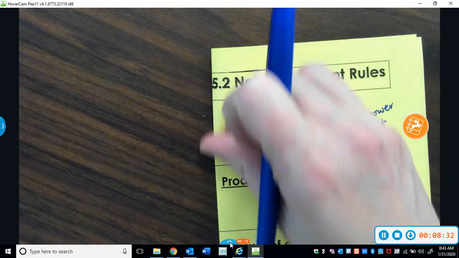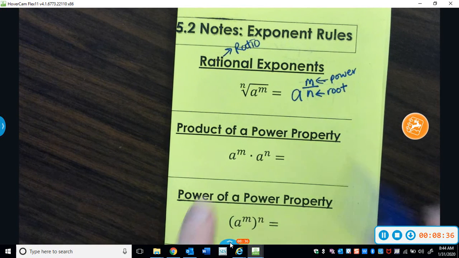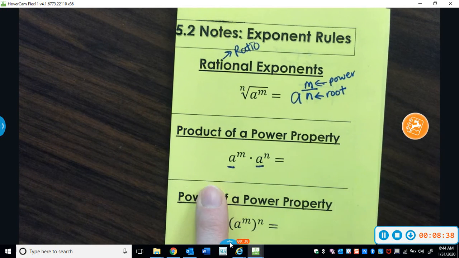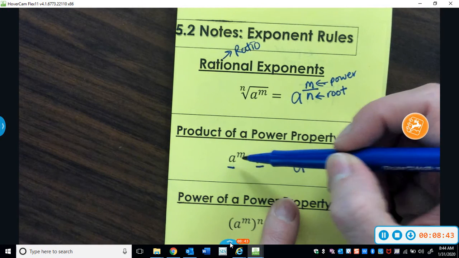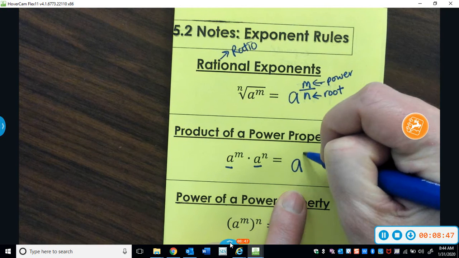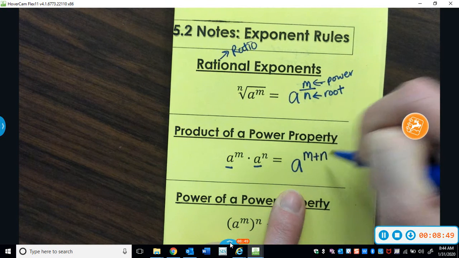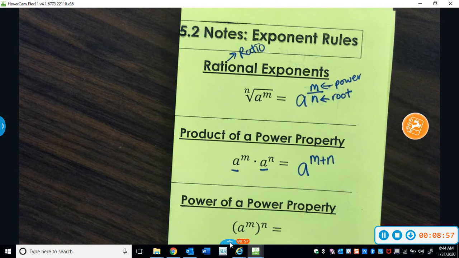So the rest are ones that you would have seen in Algebra 1, but it's been a while. So does anybody remember, if I'm multiplying two things together and they have the same base, I can rewrite them as just one a. But what do I do with their exponents to say how many are being multiplied? Yeah. So you actually add them together. So it'd be m plus n. Yeah. So some examples of that, if we go and open up again.